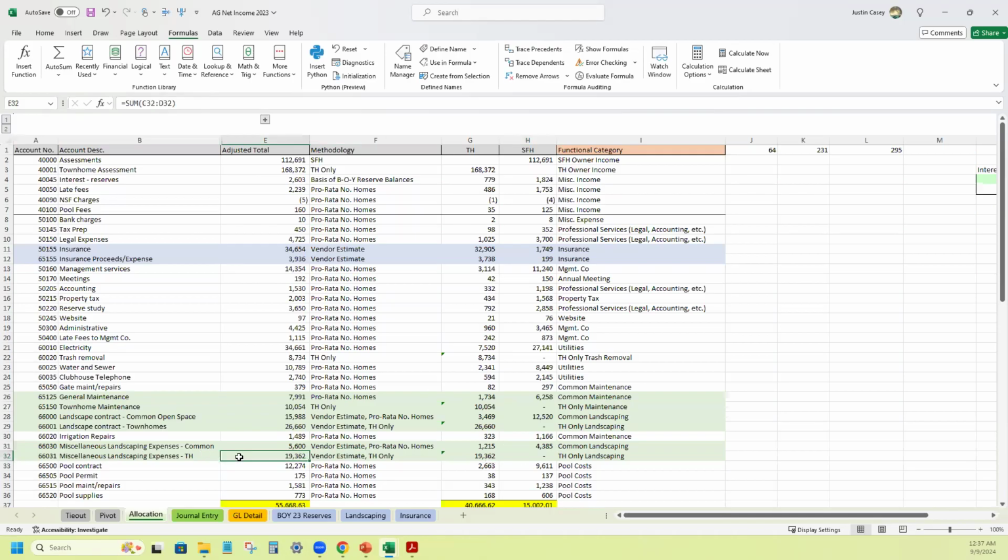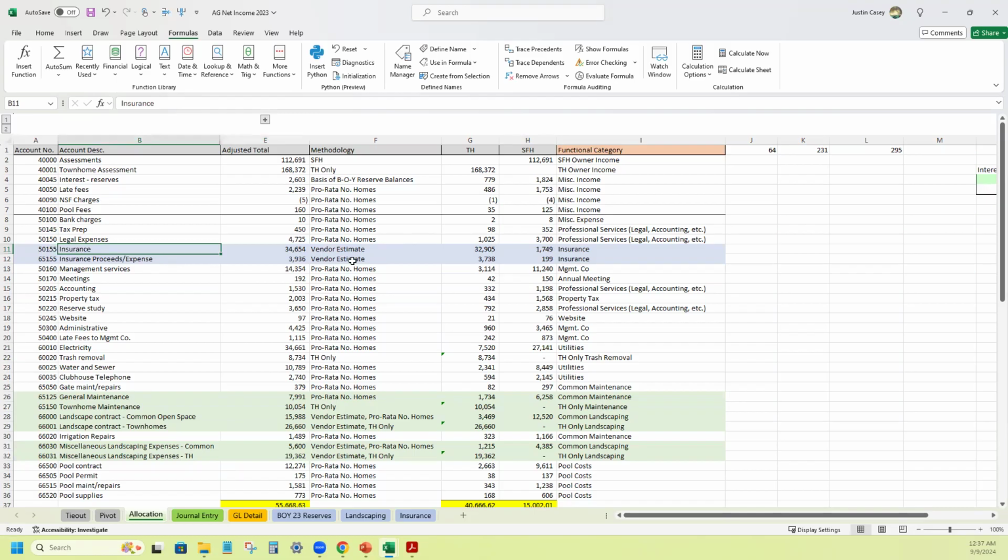And as far as this expense here, the 66031, how do we know that this 19.3 is accurate within the account 66031? Well, that's the scan of the GL detail that we did in the first video. And so we can feel good about that as far as landscaping and maintenance goes. Okay, very good. So now let's move on to insurance.